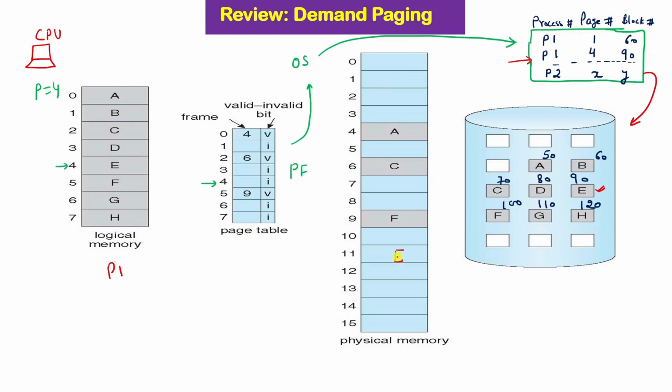Let's say E is given this frame, then the page table is updated. So E is mapped to 11, meaning page 4 is mapped to 11. I will place 11 and mark it valid now, and then the CPU will restart the instruction so that it can again ask for page number 4. So this was the overview of demand paging and what happens when a page fault actually occurs.